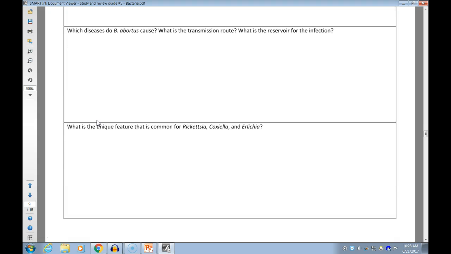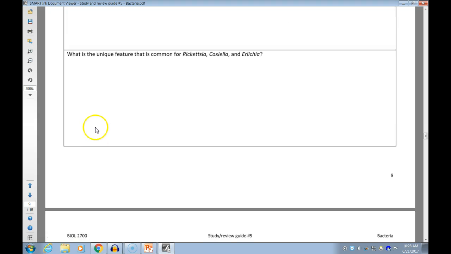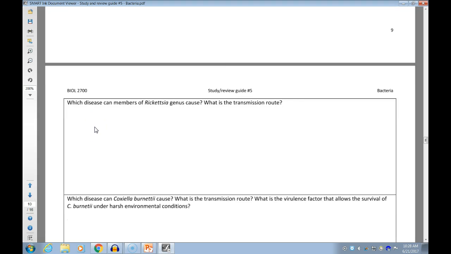Common for Rickettsia, Coxiella, and Ehrlichia. What's common for them? Intracellular pathogens. Rickettsia, different species cause a number of diseases we discussed. Typhus, Rocky Mountain spotted fever, and rickettsial pox. Coxiella causes Q fever, and Ehrlichia causes ehrlichiosis. Ehrlichia, we kind of discussed it here.